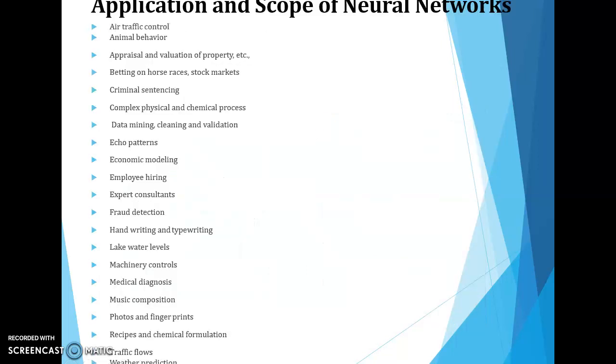Air traffic controller, animal behavior, appraisal, betting on horse races, criminal sentencing, complex physical and chemical processes, data mining, echo patterns, economic modeling, employee hiring, expert consultancy, fraud detection, handwritten and typewriter writing, not only handwritten, face recognition also, lake water levels, machinery controls, medical diagnosis, even in music compositions, photos and fingerprints, recipes and chemical formulation, traffic flows and weather prediction.